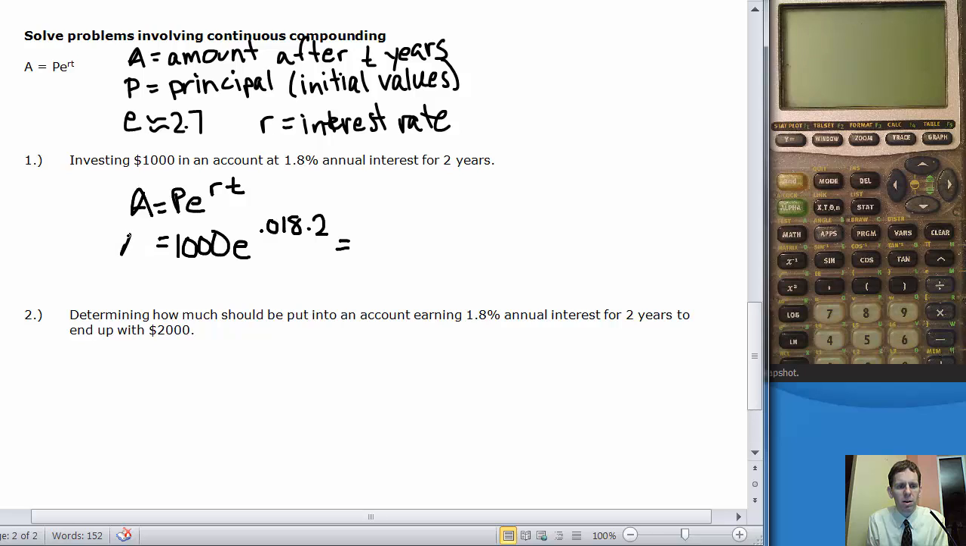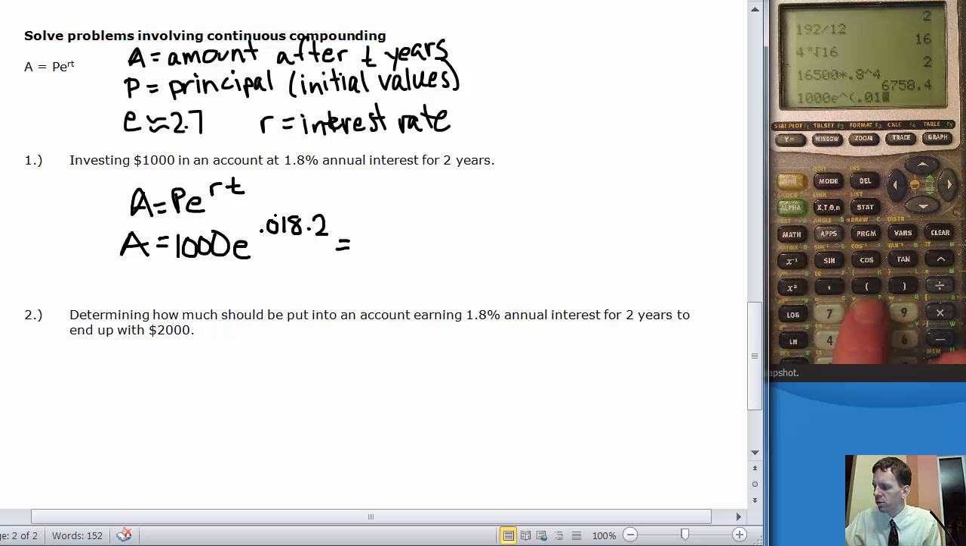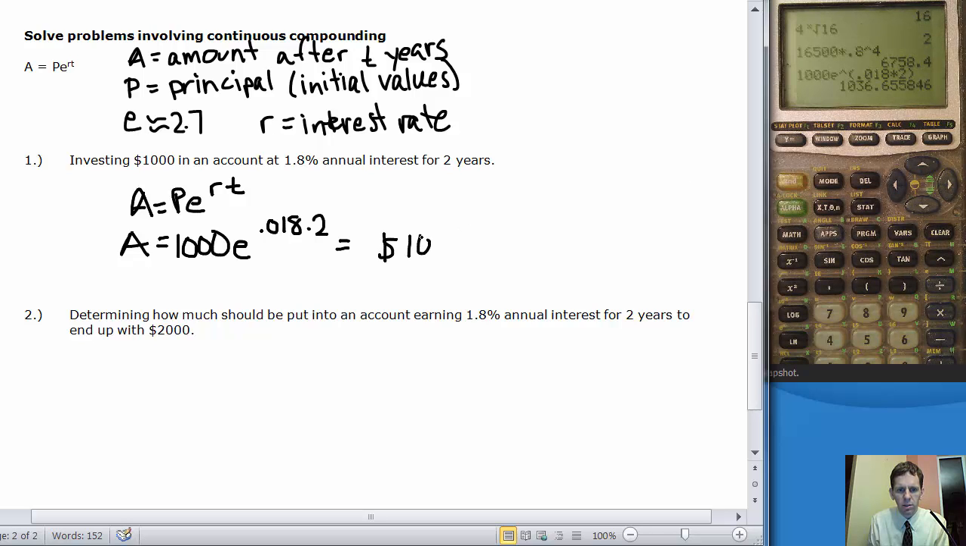To figure out what this amount of money we're going to end up with is, we're going to use our calculator. There is an e function on your calculator. You can find it in a few places. One place you can find it is by doing second and then this ln button, which we'll be talking about later on. And then in your exponent, we're going to do the product of 0.018 times 2, where you put that in parentheses, we hit enter, and you get this amount of money. It makes sense to round amounts of money to the nearest cent, so we're going to call this $1,036.66 because the 5 is going to round up to the next decimal place. So after 2 years, we've earned about $36.66 in interest.